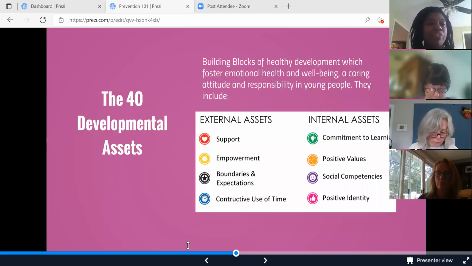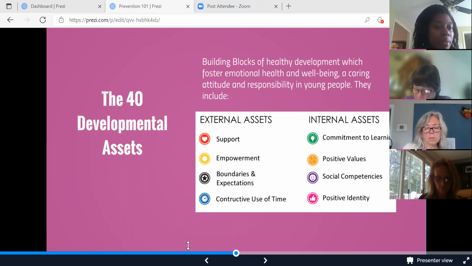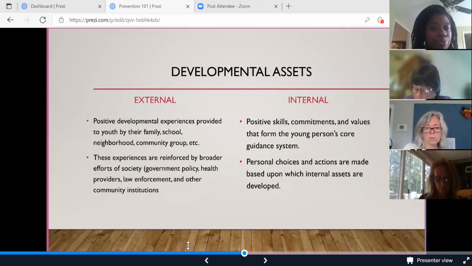With risk and protective factors, we also have the 40 developmental assets. These assets were developed by the Search Institute, and they are the building blocks for healthy youth development. They're divided into internal and external. I'll go into a little bit more detail about that, but these are the building blocks for healthy development as they foster emotional health and well-being. So we'll check the next one.